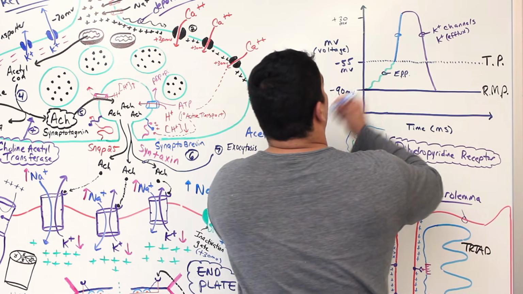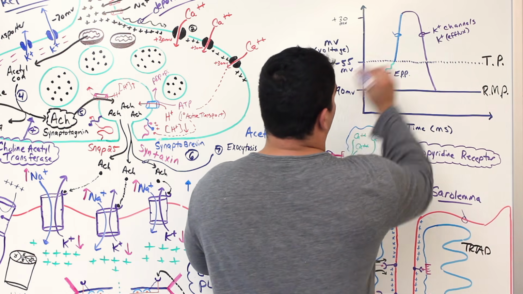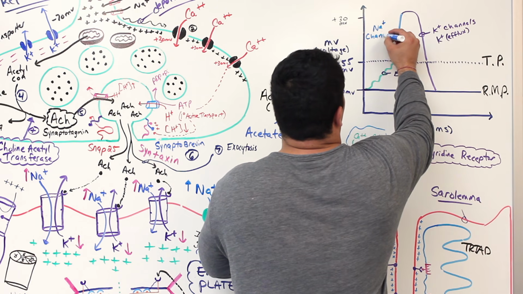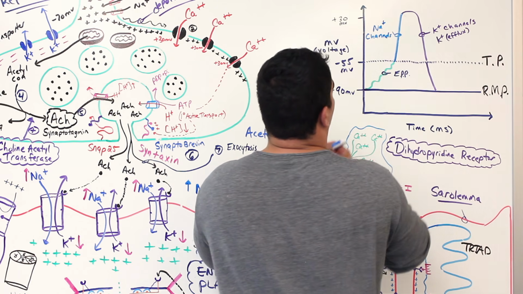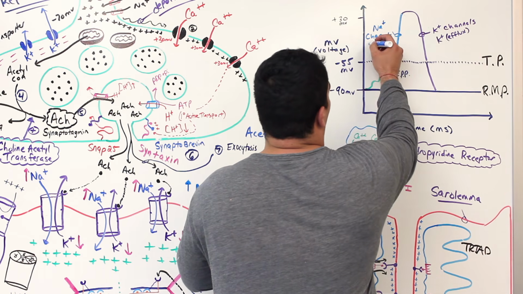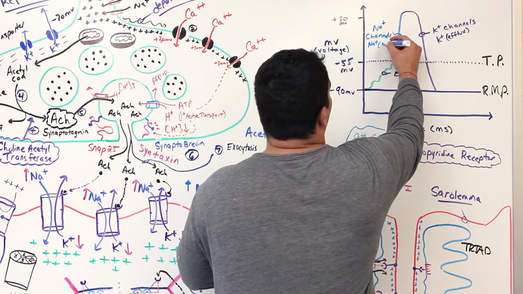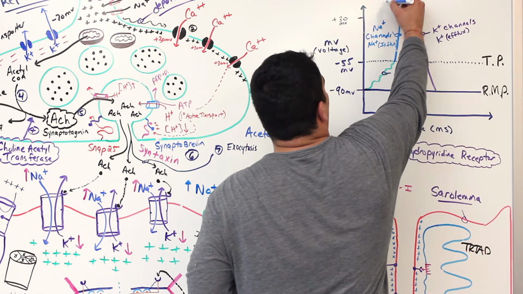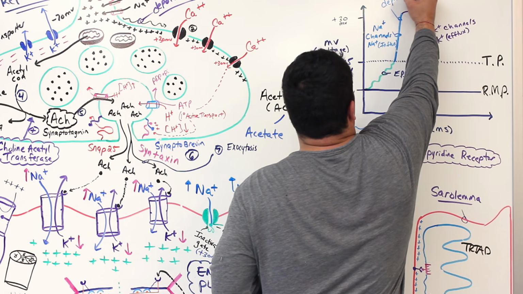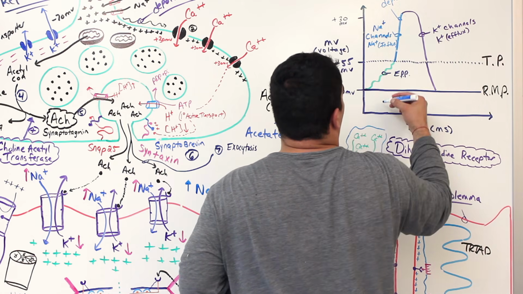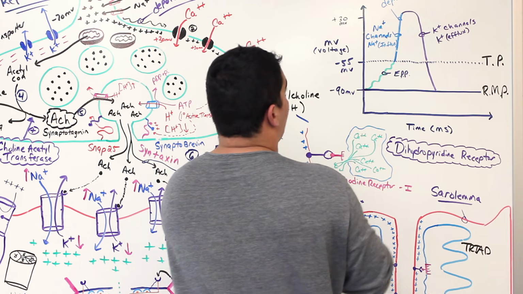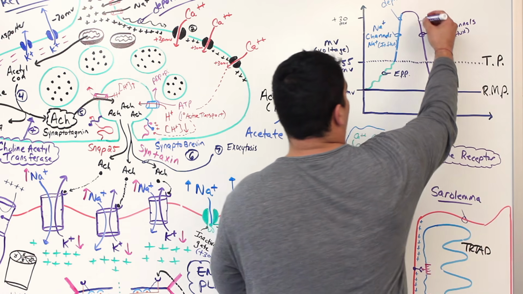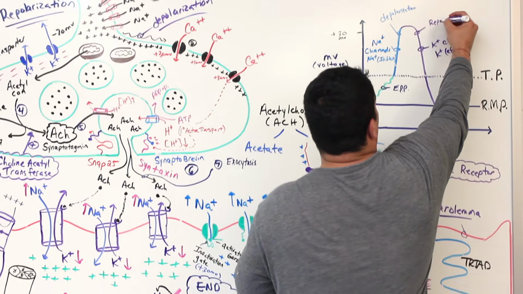Whereas on this side, this depolarizing wave is due to sodium channels opening and sodium flowing in. Whenever an ion is flowing in, we call it influx. And again, this point here is referred to as depolarization, where the cell is becoming more positive. And then when it goes down to negative voltage, it's returning back to resting membrane potential. This is called repolarization.